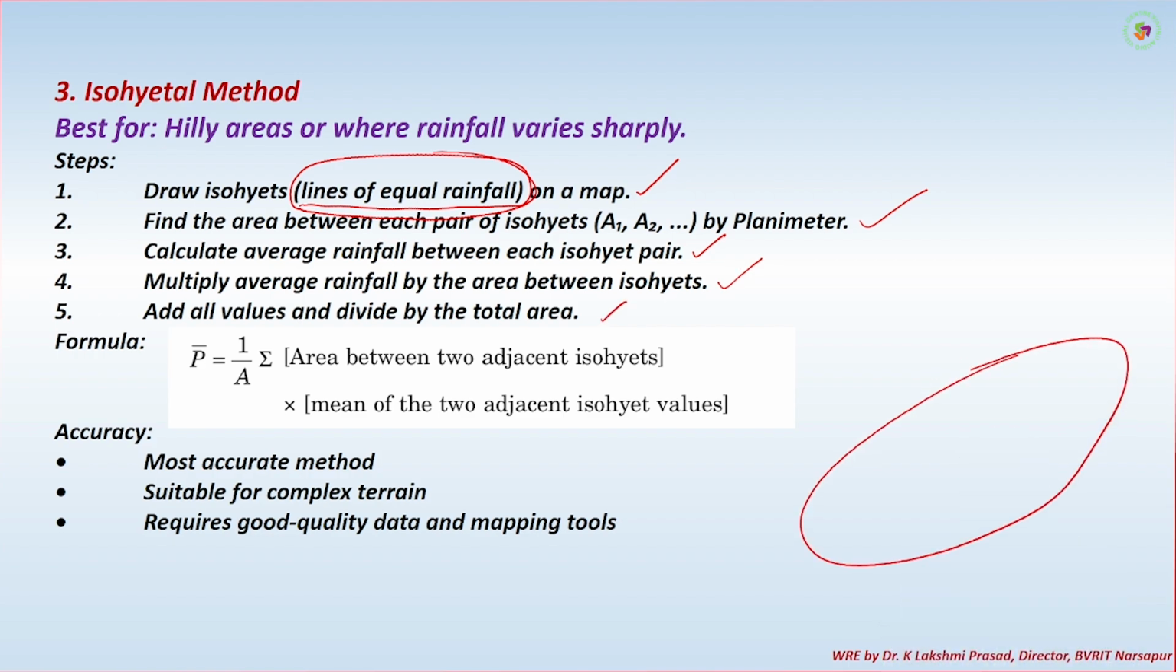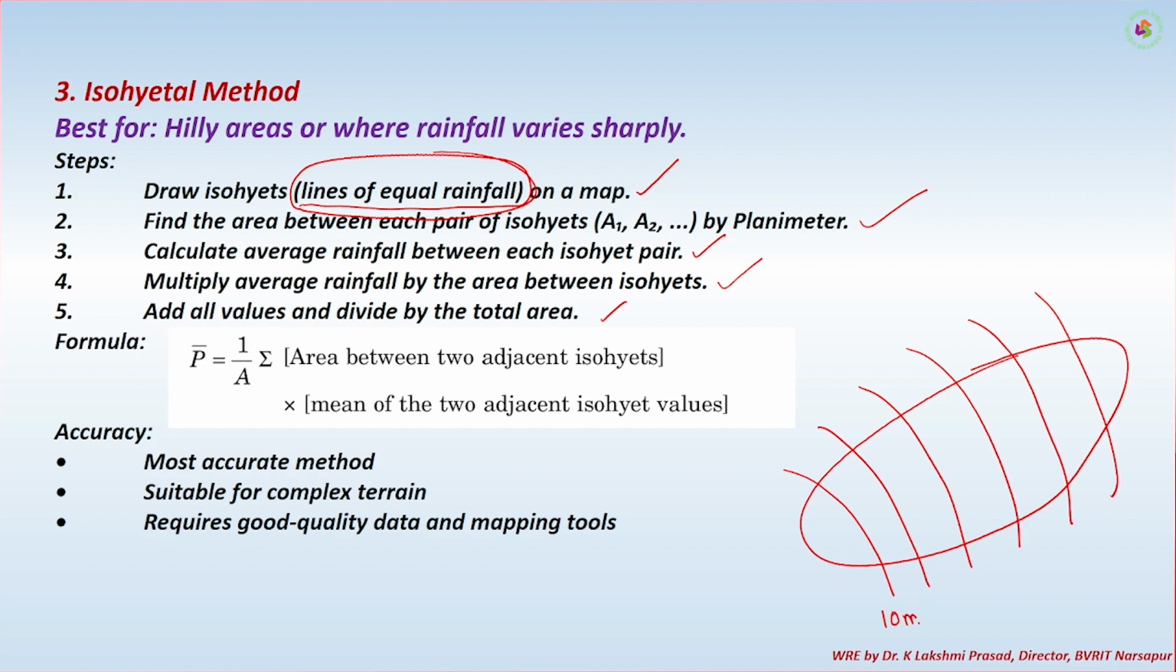Suppose I take the catchment. So this is one isohyet, this is one isohyet, this is one isohyet, and so on. Suppose, for example, this isohyet corresponds to 10 mm of rainfall, this one corresponds to 20 mm of rainfall, this one to 30 mm, this may correspond to 40 mm, this may correspond to 50 mm, and this may correspond to 60 mm of rainfall, like that, right?